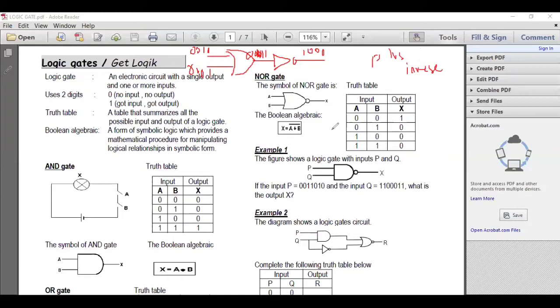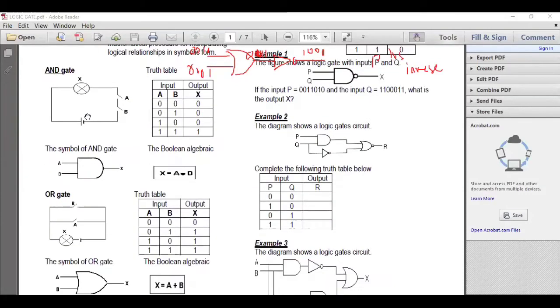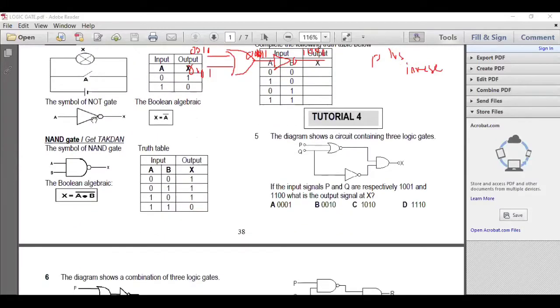So there are only 5. Other than that, it's not in your syllabus. 3 basic logic gates, and then 2 combinations, which are NOR and NAND. NAND is AND and NOT. NOR is OR and NOT. Now, this one is actually related to your maths.